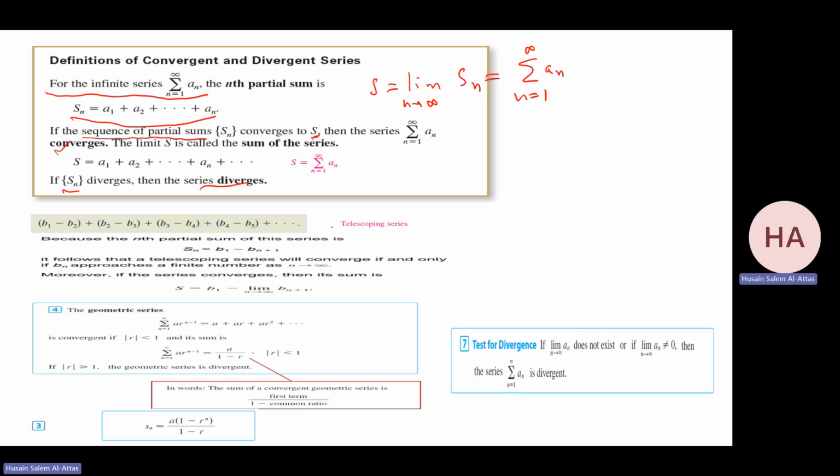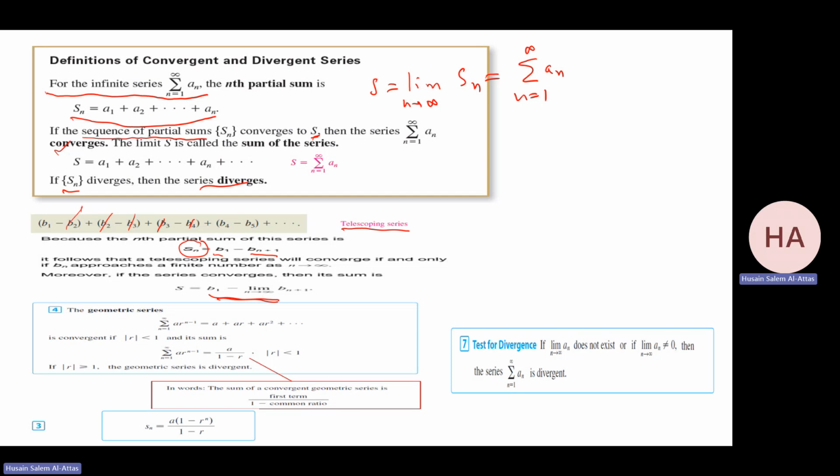As I said, we have mainly two cases. First, telescoping series, where there is cancellation like this. The remaining is b_1 minus b_(n+1). This is my sequence of partial sums, S_n: S_1, S_2, until S_n. I check the limit of this. If it is a value, then we say the sequence converges.